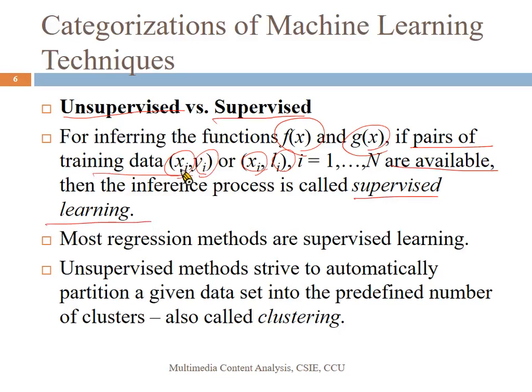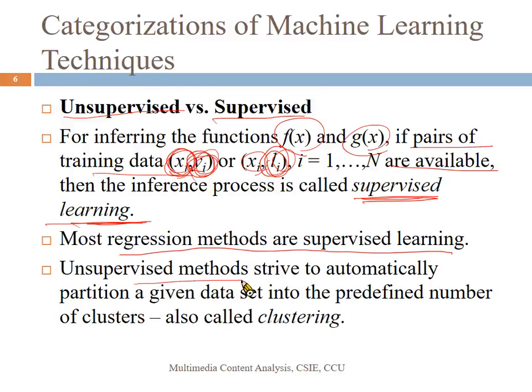Here it means we have the input data xi and the corresponding output value or the corresponding output label. That means we have already given you the pair of input and the corresponding answer. In such kinds of problems, we call it a supervised learning problem because we already tell the program the answer or the result of the learning. And most regression methods are supervised learning.